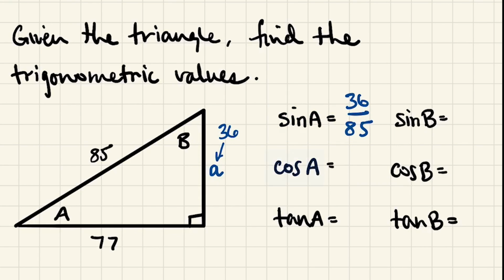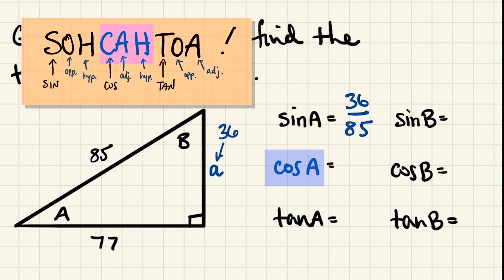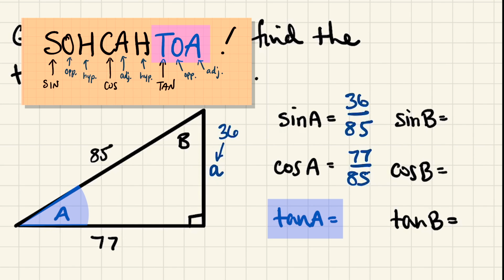What about cosine of A? Well, SOHCAHTOA, cosine, CAH. Cosine is adjacent over hypotenuse. So in our triangle, adjacent is 77, hypotenuse is 85. And tangent of A, TOA, tangent is opposite over adjacent. So opposite angle A is 36, adjacent to angle A is 77.